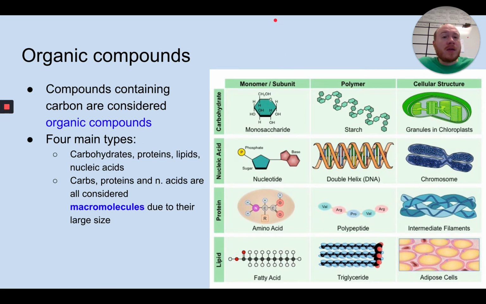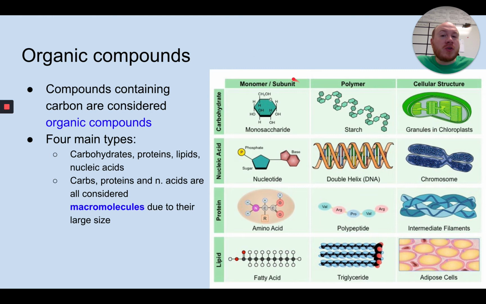Any compound containing carbon is considered an organic compound for the most part. There are a few exceptions. Now, there are four main types of organic compounds: carbohydrates, proteins, lipids, and nucleic acids. Of these four, three are considered macromolecules because of their very large size. We're going to talk about that at length both in this video and right now, actually. So let's take a look.